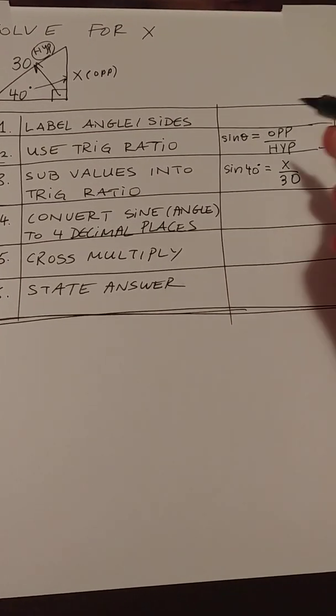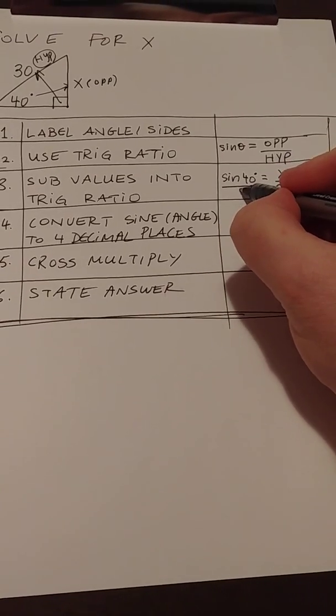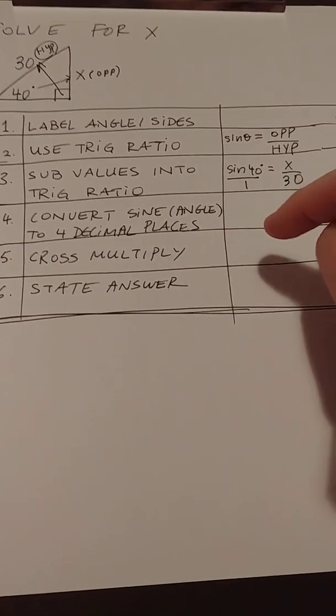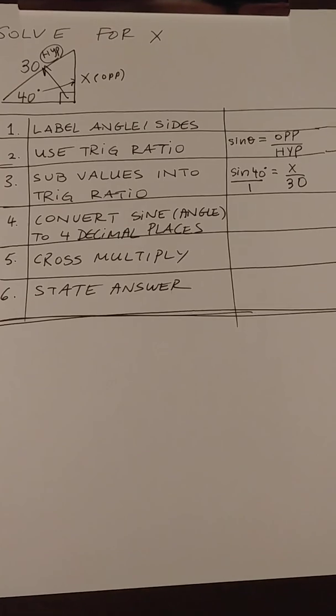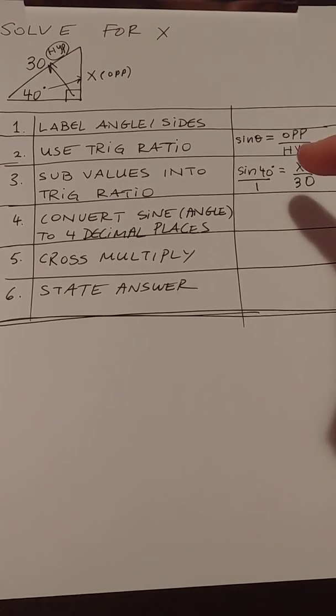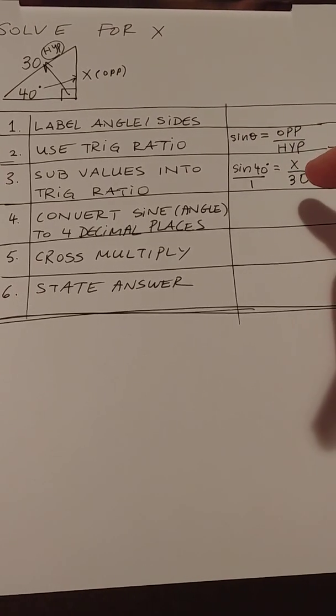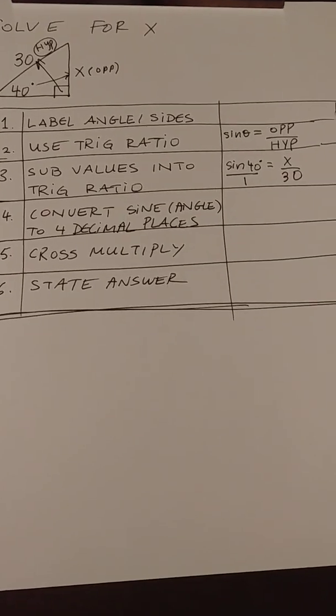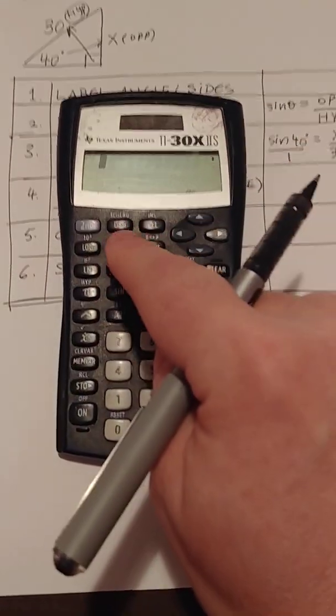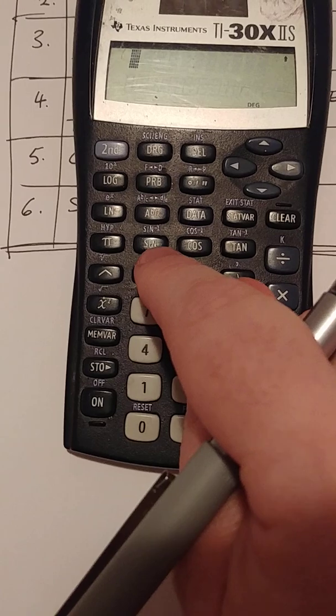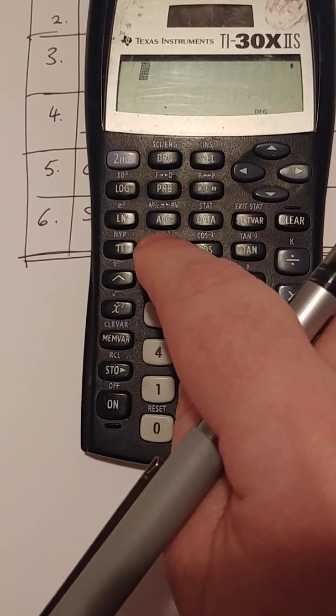Now what we're going to do is put a little imaginary divide by 1. That will help us to do the cross multiplying later. So let's convert the sine of 40 degrees to 4 decimal places. So let me show you how that works. You'll see a button. It should say sine. Hopefully yours will work like mine.